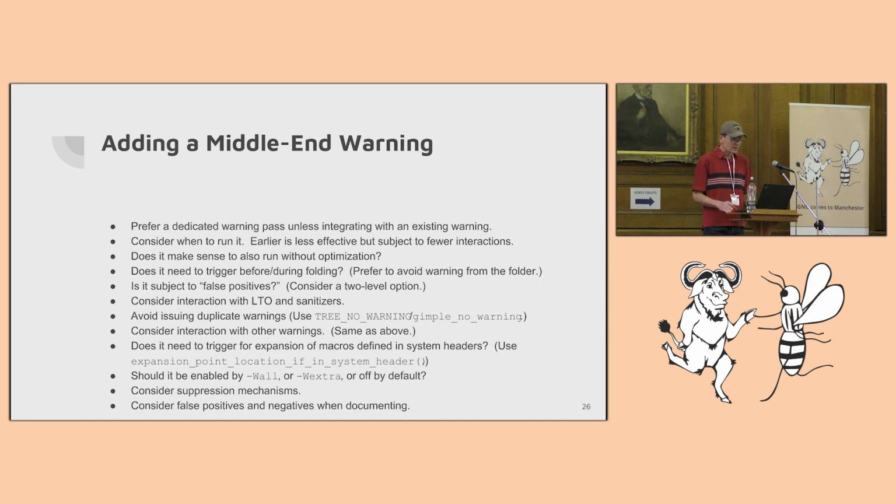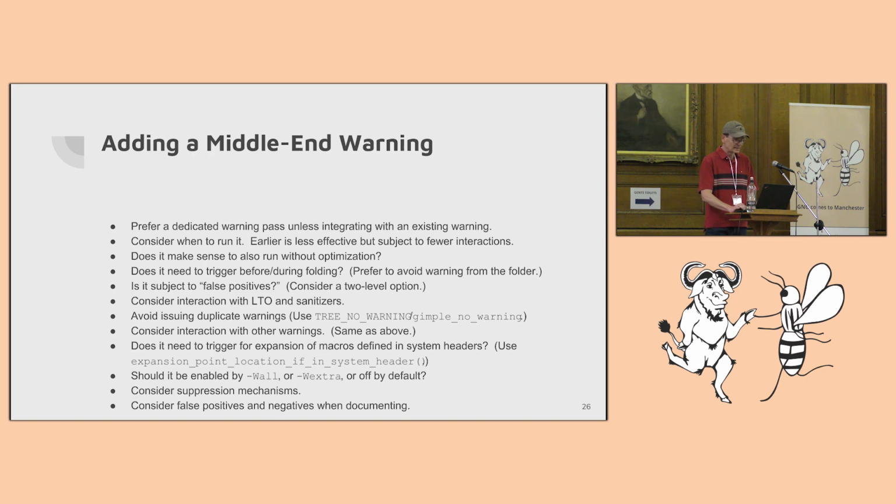Does the warning need to trigger during the expansion of macros defined in system headers? One of the warnings I implemented, the stringop-truncation and stringop-overflow type of warning that detects buffer overflows, certainly needs to be issued for calls to, for example, strncpy, even if strncpy is defined in a system header as a macro. So you don't want the system header definition of a macro like that in glibc to suppress a useful warning, an important and useful warning like that.